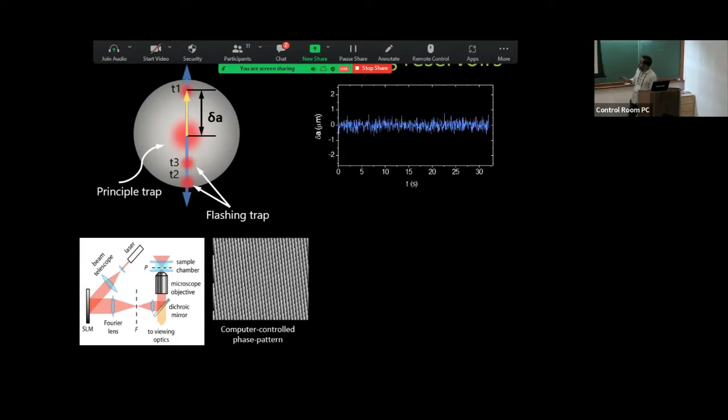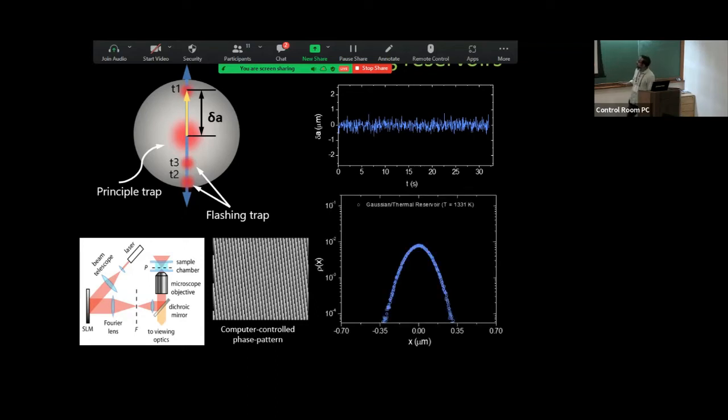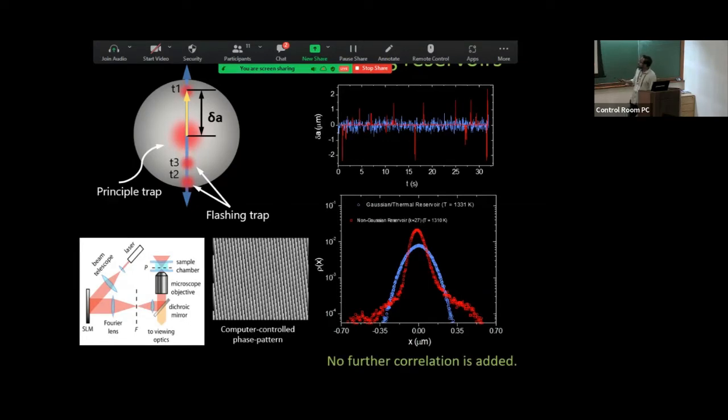Now, if you choose the delta S from a Gaussian distribution, you recover a resultant Gaussian probability distribution of the particle. And of course, the effective temperature is going to be much higher in this case, since extra noise is being given. Now, instead, if you choose the delta S from a shot-noise-like distribution, you recover a non-Gaussian distribution of the particle's position, which is very similar to the ones in the bacterial reservoirs. The advantage of this is that, due to the shot noise, no further correlation is added to the particle, and hence we can study purely the effects of non-Gaussian statistics.